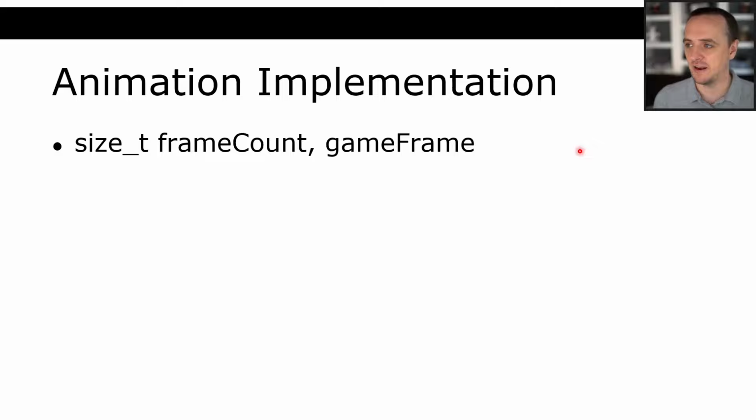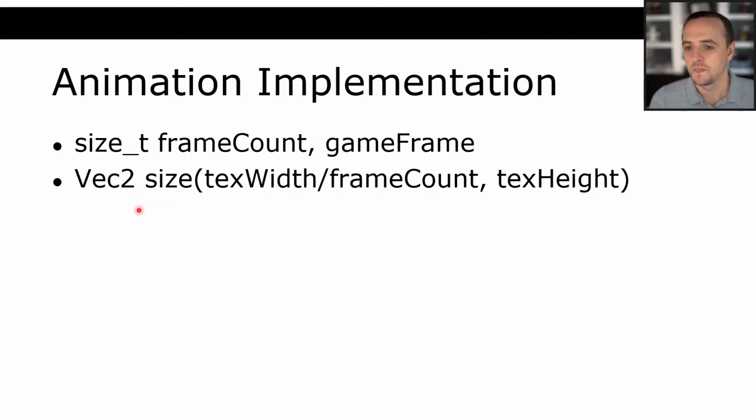So for example, if our game is running at 60 frames per second, and this animation has been running for 3 seconds, then this game frame would be 3 seconds times 60 frames per second, meaning 180 frames. Okay, so I understand that the word frame here is a little bit overloaded. For example, we have frames of animation, and we also have game frame count, and frames per second. So it makes it a little bit more confusing. But frame count, that's the number of frames of animation in the animation. Like there's three different images that we want to display. Game frame, that's how long this animation has been around in terms of actual game frames.